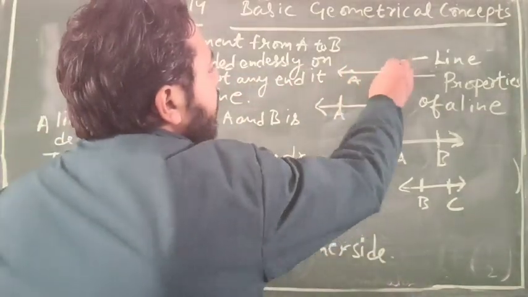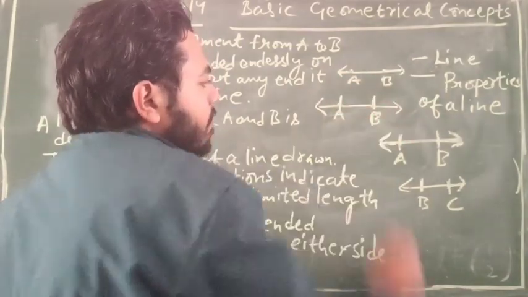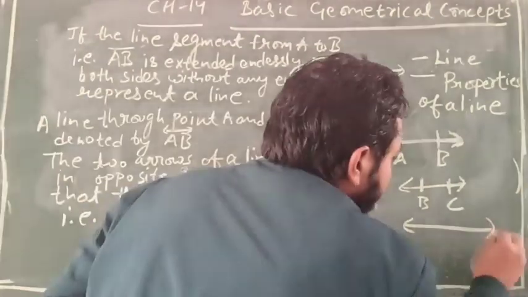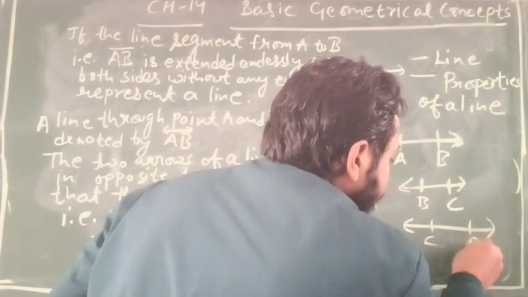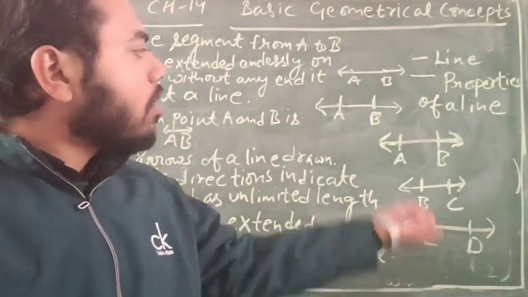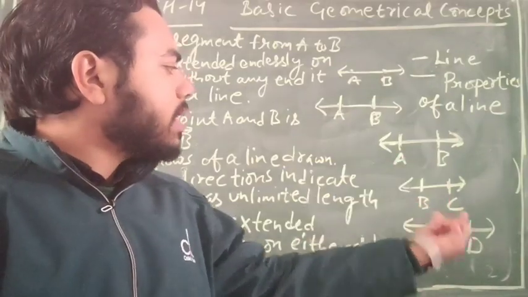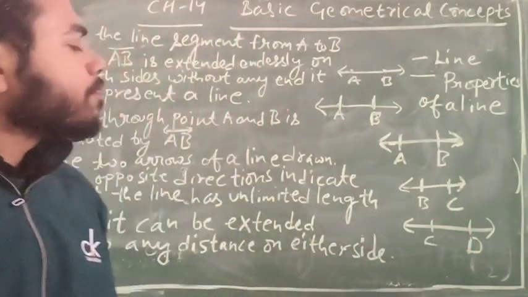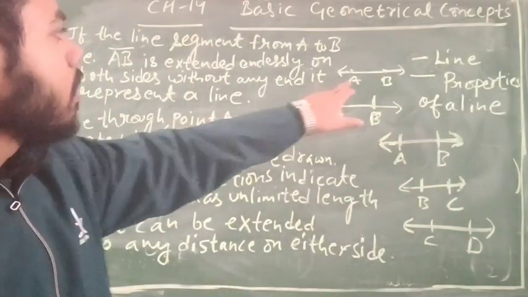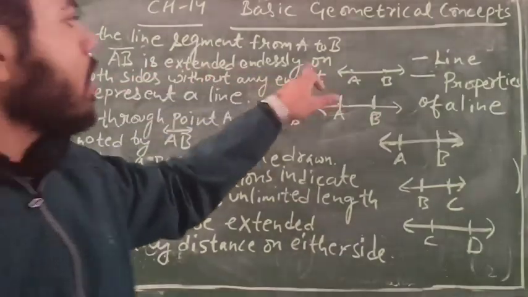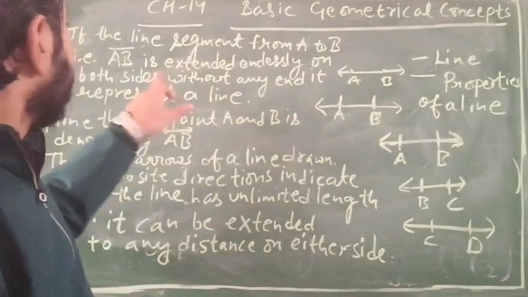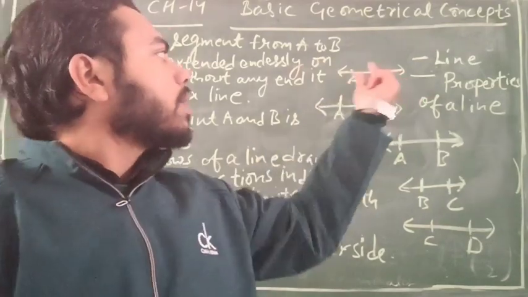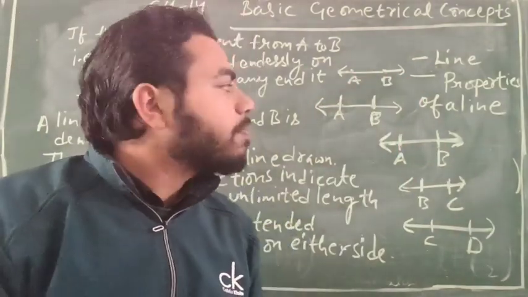So it will represent line AB, line BC, and line CD. These are all examples of line AB, line BC, line CD. When we extend a line segment AB endlessly in both directions, we get a line.